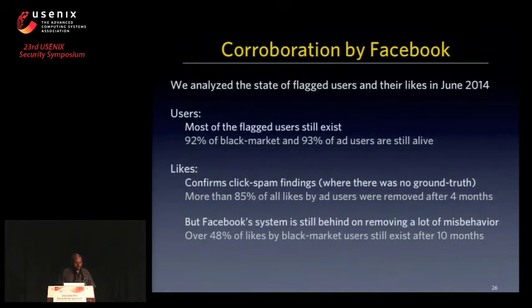First, Facebook hardly suspended or removed any of the users we flagged. Instead, what they seem to be doing is cracking down on their misbehavior or their activities. One interesting finding was that more than 85% of all the likes by the ad users that we flagged, or the click spam that we identified, were removed by Facebook. So this confirms our click spam findings, because there we actually did not have ground truth information. But Facebook's system still seems to be lagging behind on catching all the misbehavior. The majority of the likes from the black market users or the fake users still exist on Facebook even after 10 months.